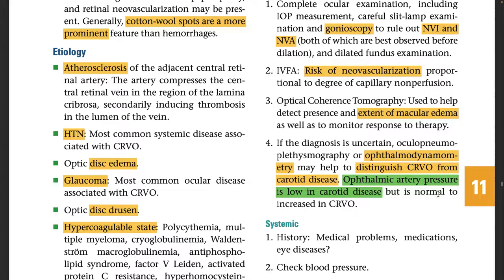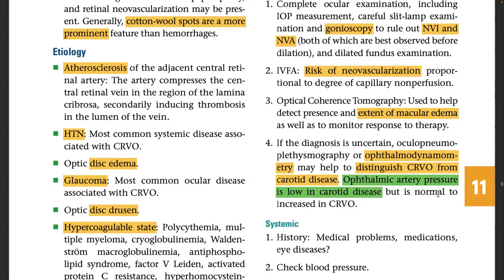How do you differentiate between CRVO and ocular ischemic syndrome? As much as they have CRV, you can very easily say CRV will go off. On top of that, ocular ischemic syndrome means the carotid artery is not able to give blood. Why? Because the carotid artery suddenly has blocked. So if something gets blocked, the pressure after the block decreases, but before the block increases.